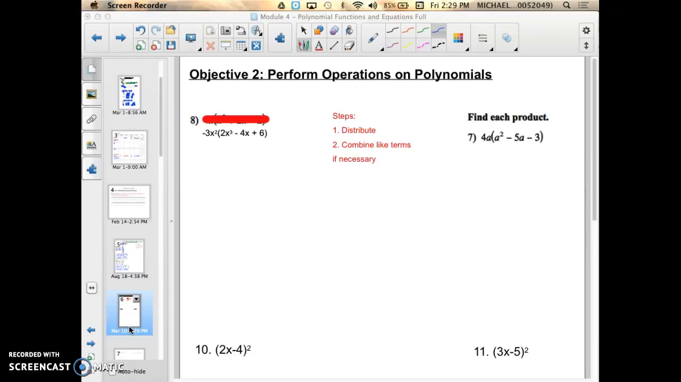For number 8, I've listed some steps or guidelines to follow as you're doing this process, just to remind you. Step 1, I should distribute. Step 2, I should combine like terms if necessary. So please be aware of those as you're working through these problems as well for multiplication.